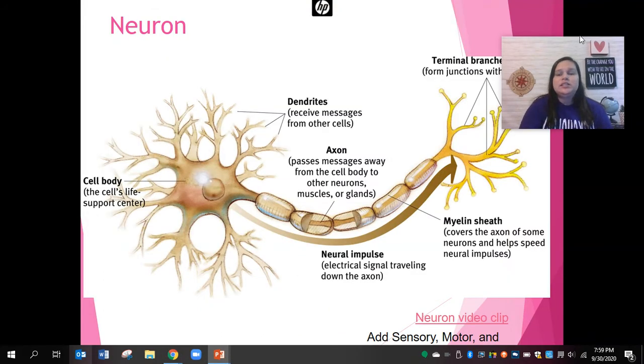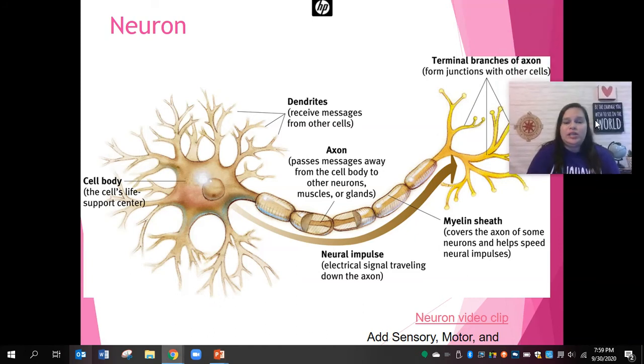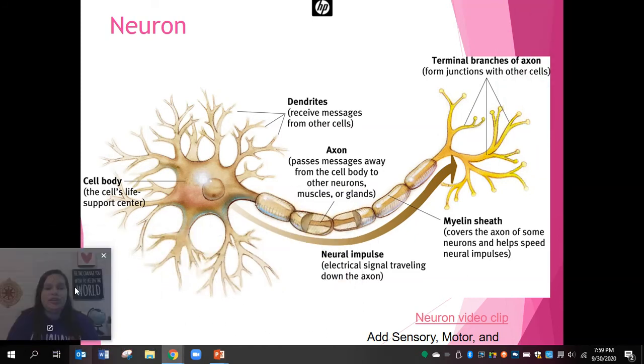All right, so let's look at the makeup or the body of the neuron. Let's move me over here. So first of all, we've got our cell body over here. The cell body is also called the soma. There's actually several names that are interchangeable here, and those will be on another slide.